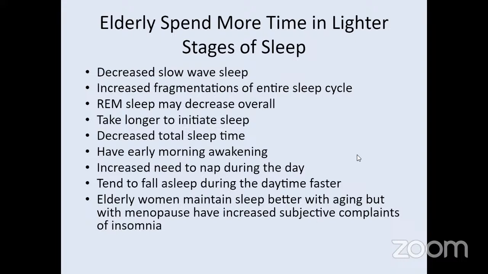Moving to the next slide, elderly spend more time in lighter stages of sleep. So these stages are characterized by decreased slow wave sleep, increased fragmentation of the entire sleep cycle. REM sleep may decrease overall, and it takes longer to initiate sleep. There is also decreased total sleep time and early morning awakenings, increased need to nap during the day, and a tendency to fall asleep during the daytime faster. Elderly women maintain sleep better with aging, but with menopause have increased subjective complaints of insomnia.